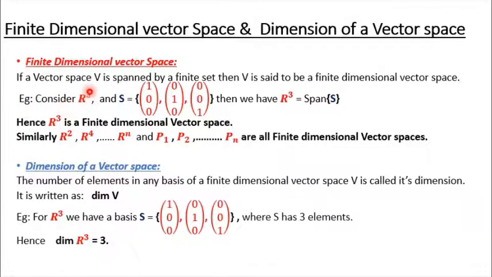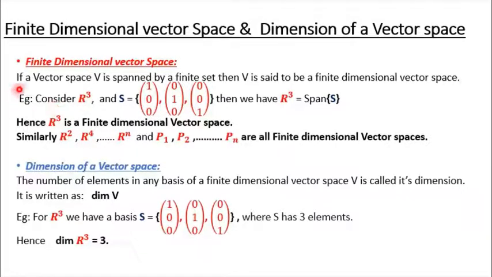Suppose I consider R3, then what is its standard basis? S is equal to {(1,0,0), (0,1,0), (0,0,1)}, the set containing unit vectors. Then R3 is spanned by S, because since this is a basis of R3, it will span R3. That is, every vector in R3 can be written as a linear combination of these vectors. Since R3 is spanned by a finite set, we call R3 a finite dimensional vector space.